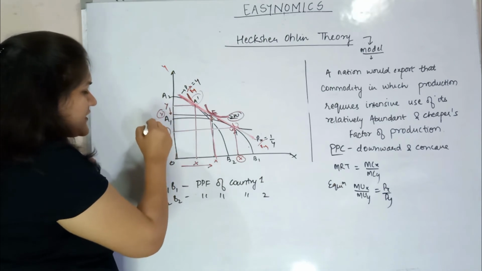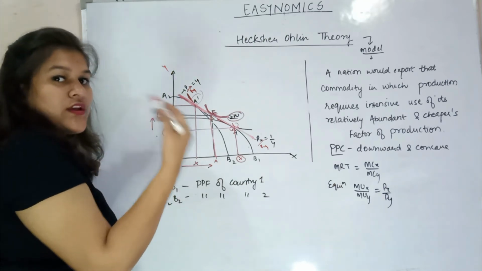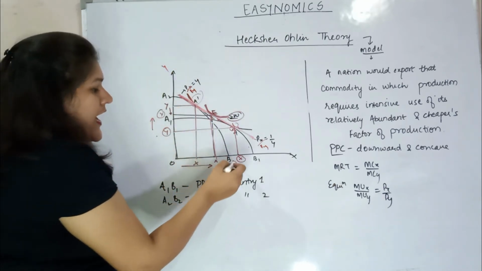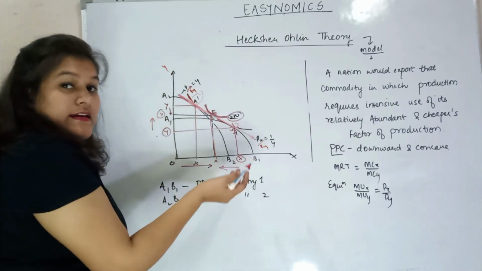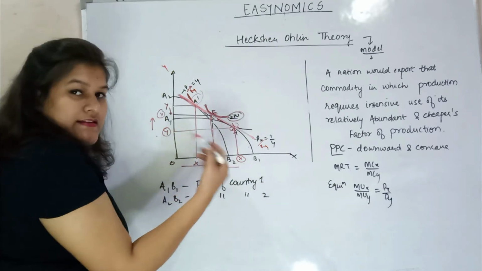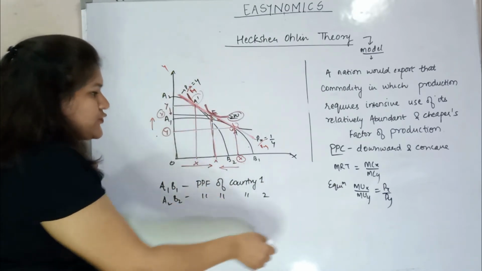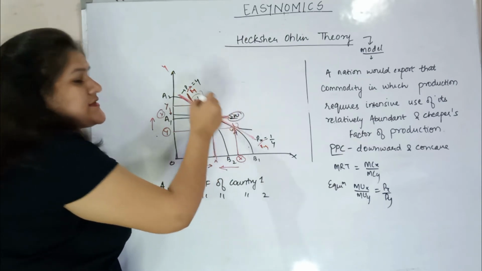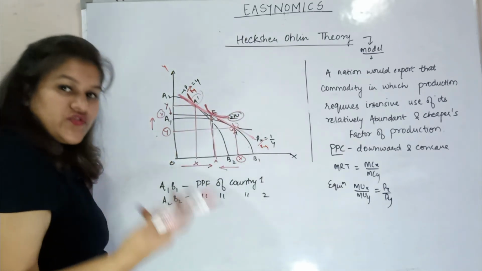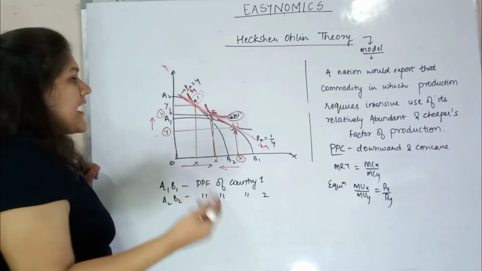They have increased the consumption of Y by importing Y from country 2, and they have decreased the consumption of good X by increasing their export to country 2. So their consumption increases, their welfare increases, their utility increases by doing trade. They can now produce at lesser cost.